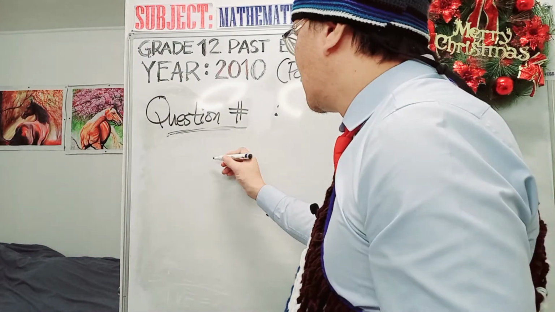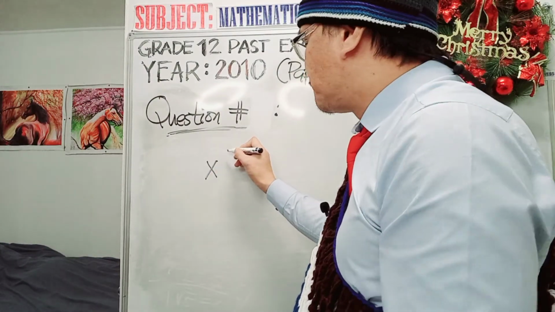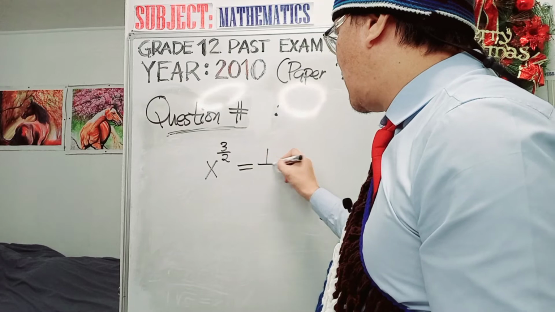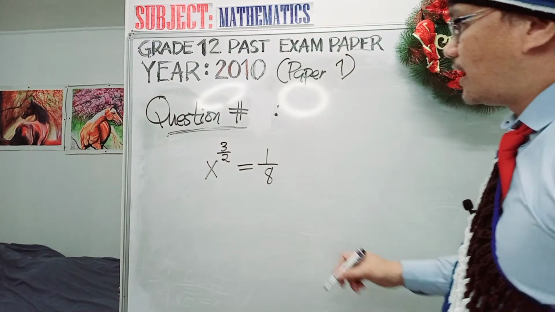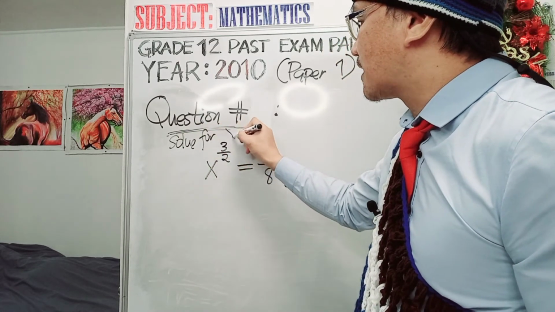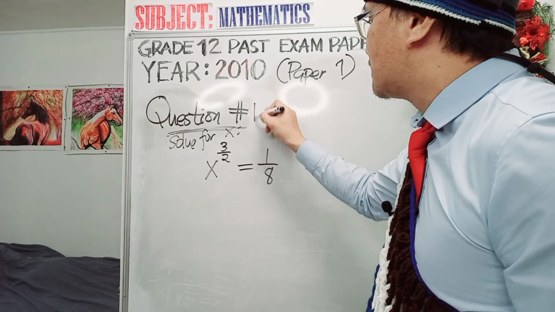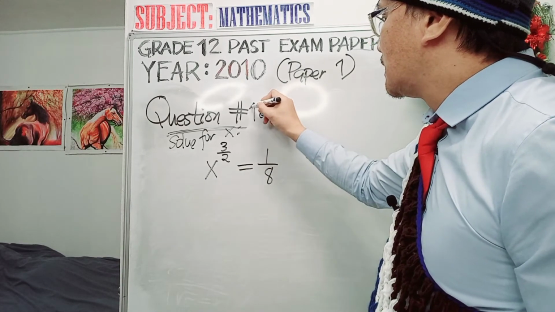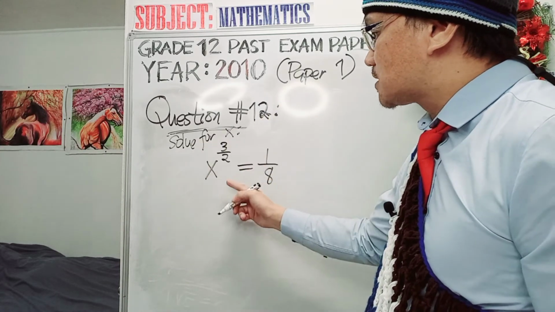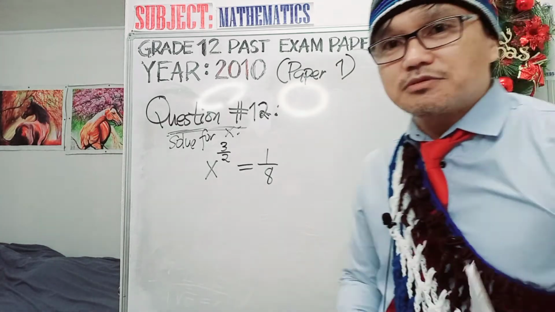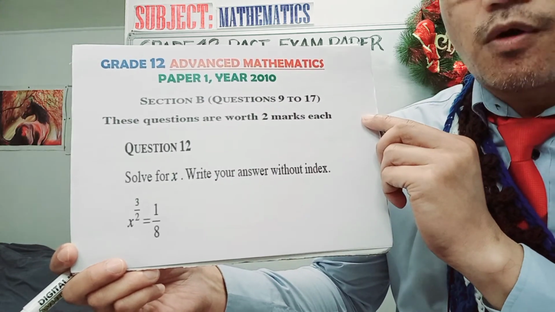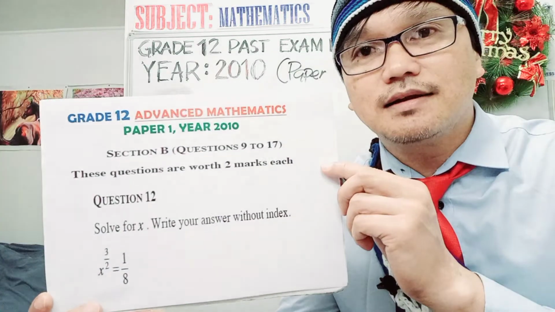So we have x to the power of 3 over 2 is equal to 1 over 8. You're asked to solve for x. Like what we had in question number 11, now we are in question 12. Solve for x means you have to find the value of x. And there is a restriction here that your answer must not be in index form. So that means a normal value.